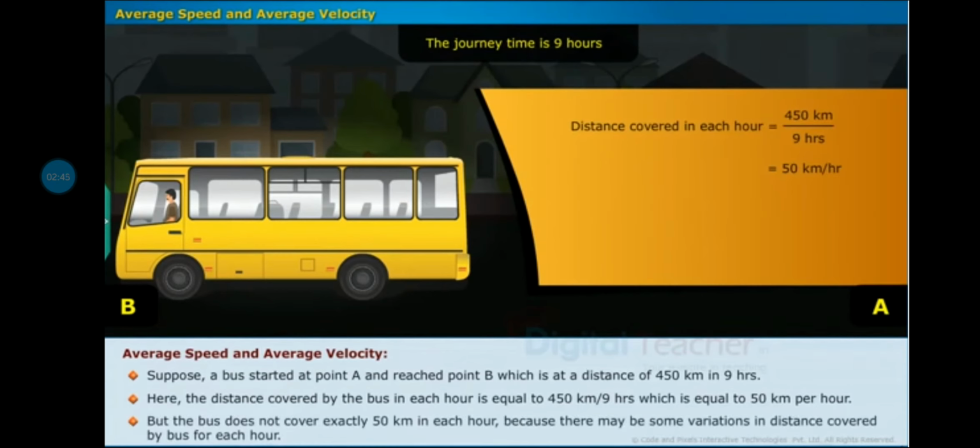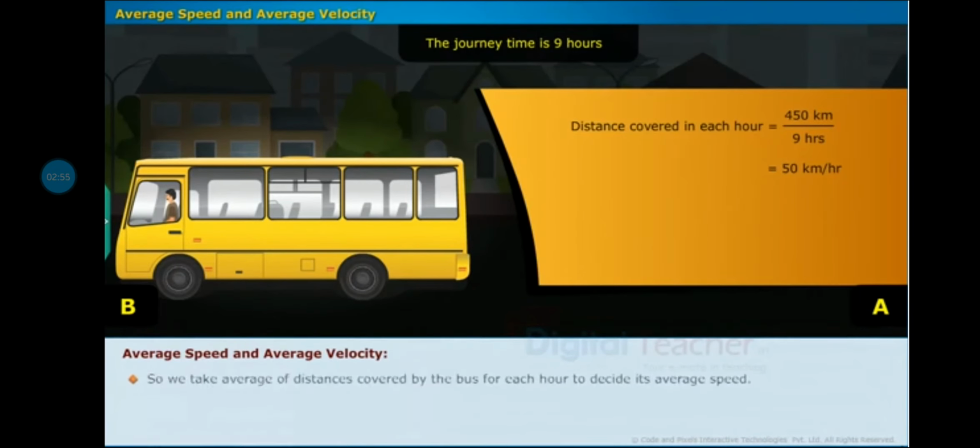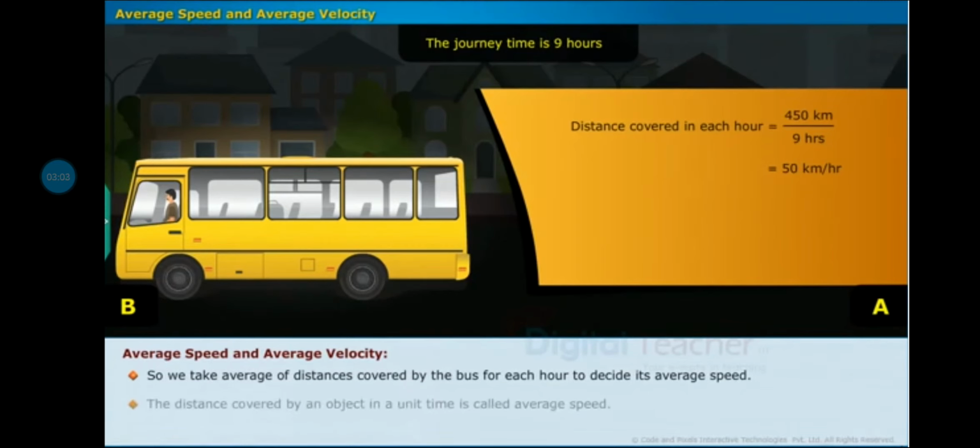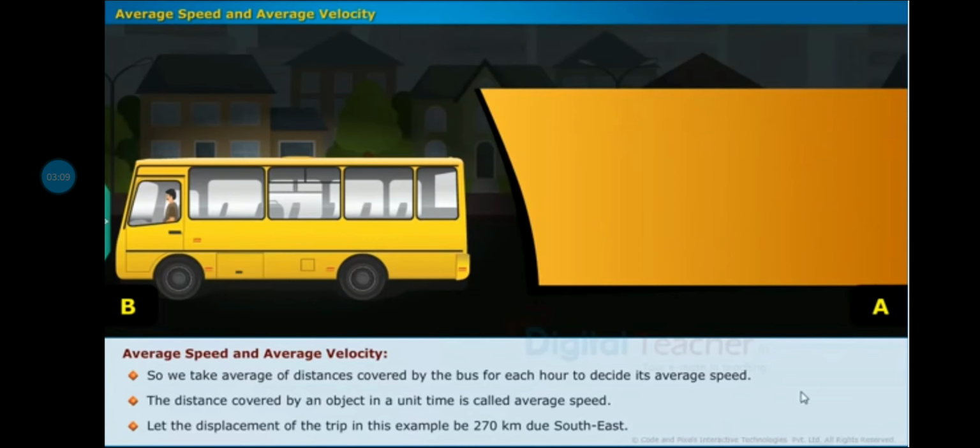But the bus does not cover exactly 50 km in each hour, because there may be some variation in the distance covered by the bus for each hour. So, we take the average of distances covered by the bus for each hour to decide its average speed. The distance covered by an object in a unit time is called average speed.